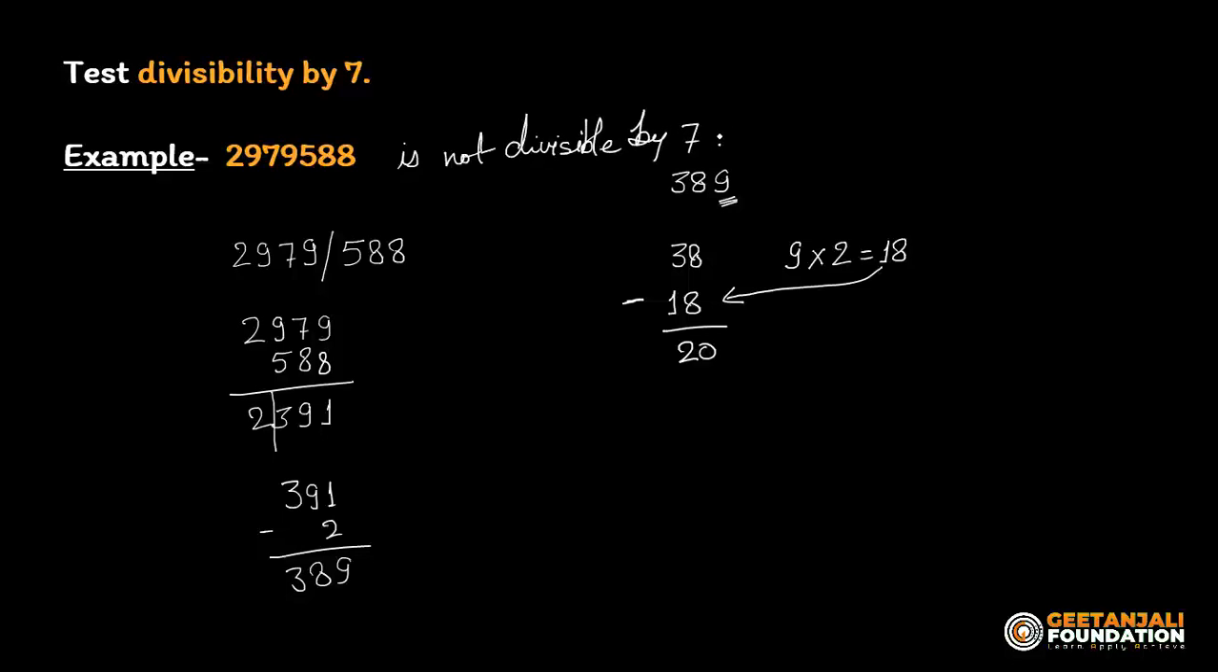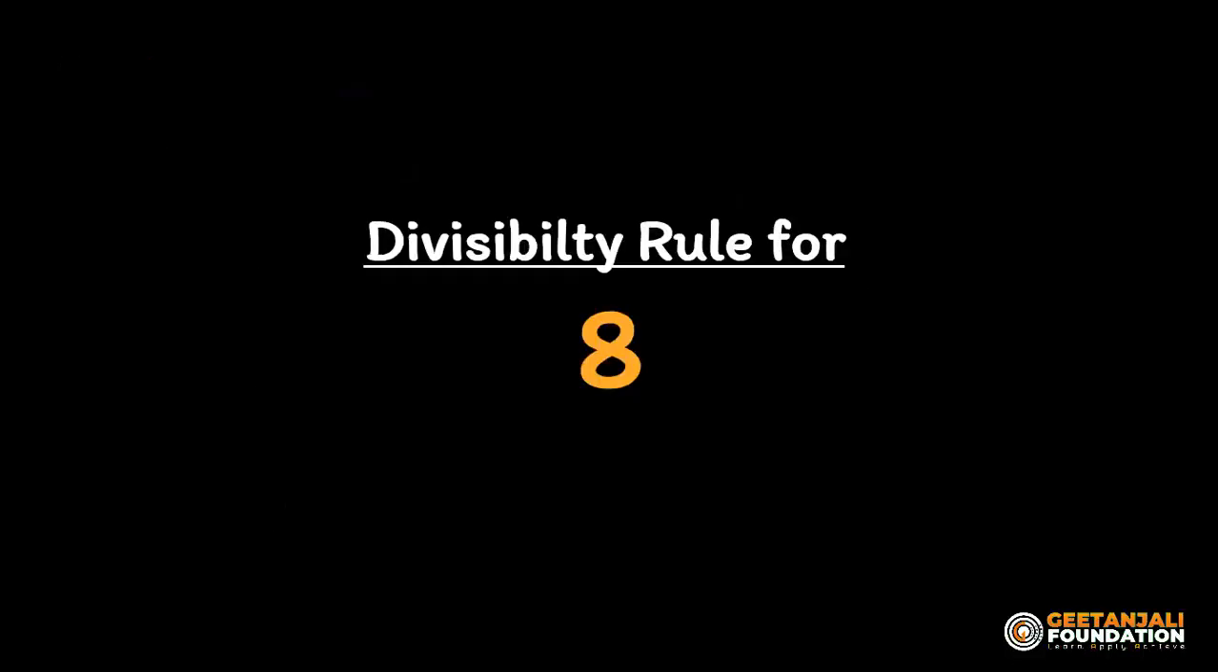This way you can check divisibility by 7. I have combined both the methods, and in the next video I'm going to explain you divisibility by prime numbers. That method also you can apply for 7. We will see that in the next video. Right now we are moving to the next number, that is divisibility by 8.